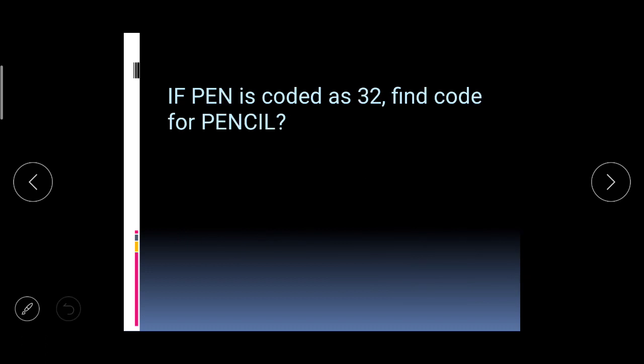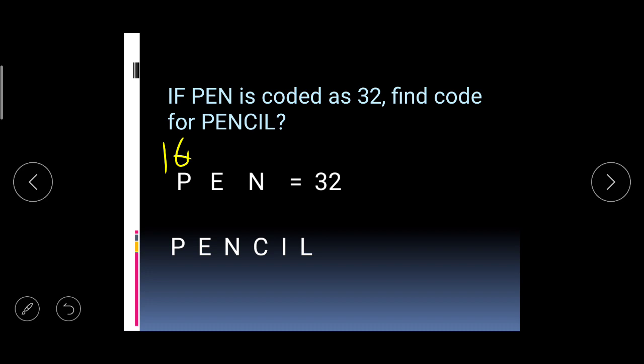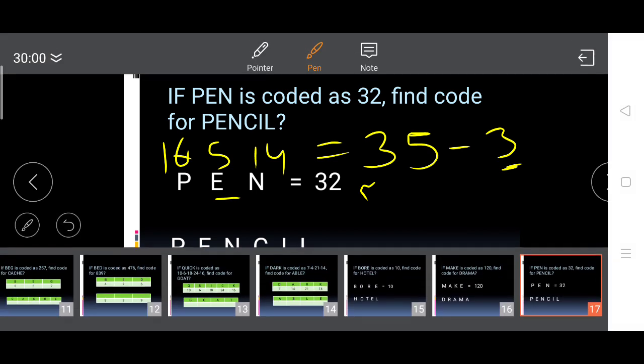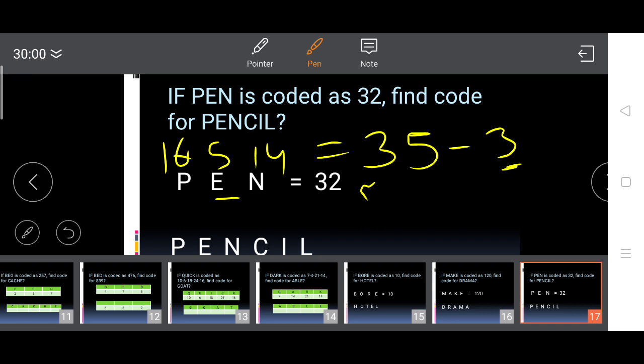If pen is coded as 32, find the code for pencil. Let's see. Pen is coded as 32. Again, the same thing. I'm writing the letters. P is 16, E is 5, and N, O is 15, so N is 14. Okay. Fine. Let's add it up. If we add, we get 35. 35 is converted to 32. If we subtract 3 from 35, then only we get 32. Now how are we getting 3? Again we look at the letters. There are 3 letters. So we are subtracting the number of letters.